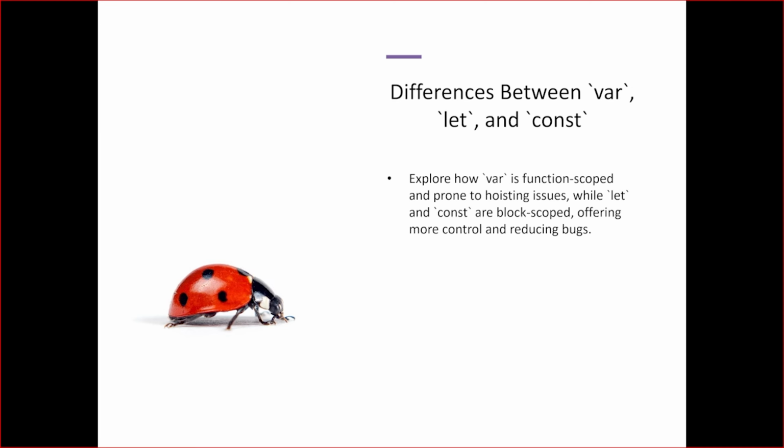So const is similar to let, but it is used to declare variables whose values are never intended to be changed after the initial assignment. It's important to note that while a variable declared with const cannot be reassigned, the contents of an object or array declared with const can still be modified. Now, let's talk about block scope versus function scope.